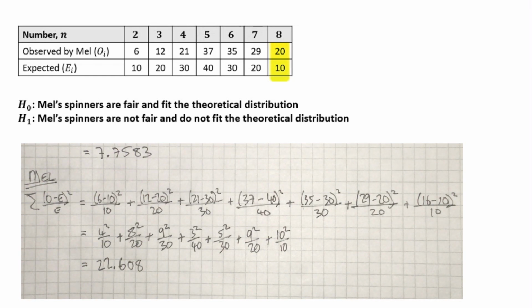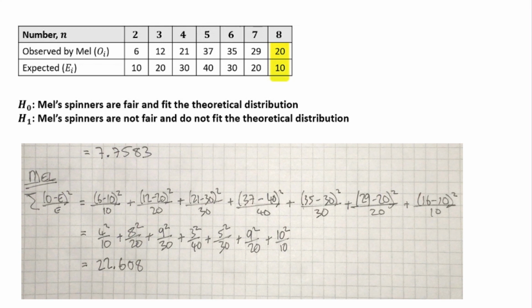So if we know that one of these two spinners is definitely biased, out of the two of them, I would confidently say that it was Mel's that was biased. So in this particular case, I would conclude that Mel is the one who's likely to have the biased spinner.